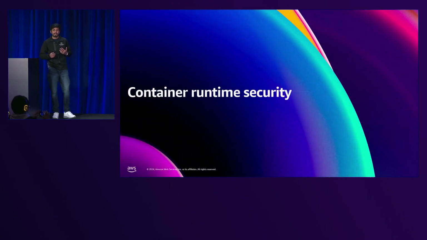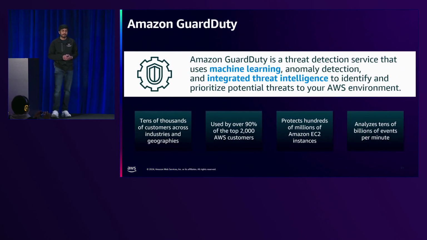All right, thank you, Mai. So now that we have discussed securing container images, image signing, image scanning, and now that the container is in the running state, let's discuss container runtime security. And that's where Amazon GuardDuty comes in. Amazon GuardDuty is a threat detection service that uses machine learning, anomaly detection, and integrated threat intelligence to identify and prioritize potential threats to your AWS environment.